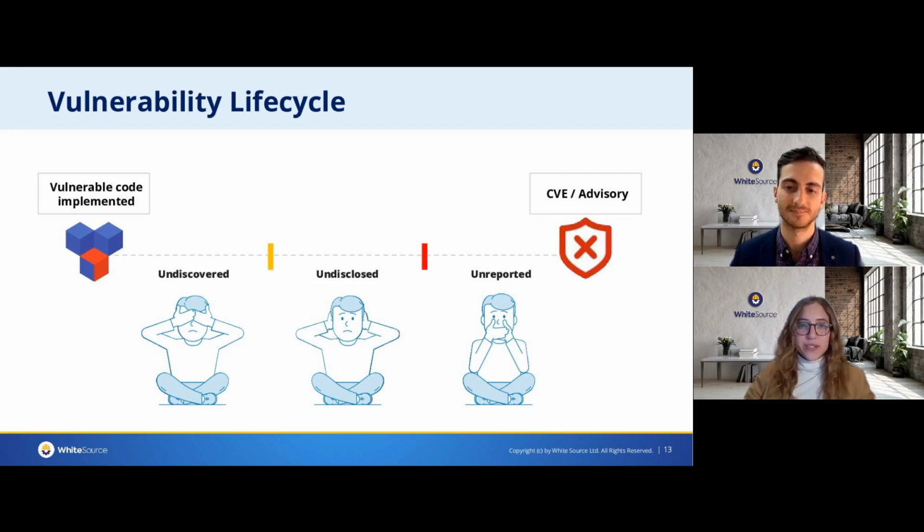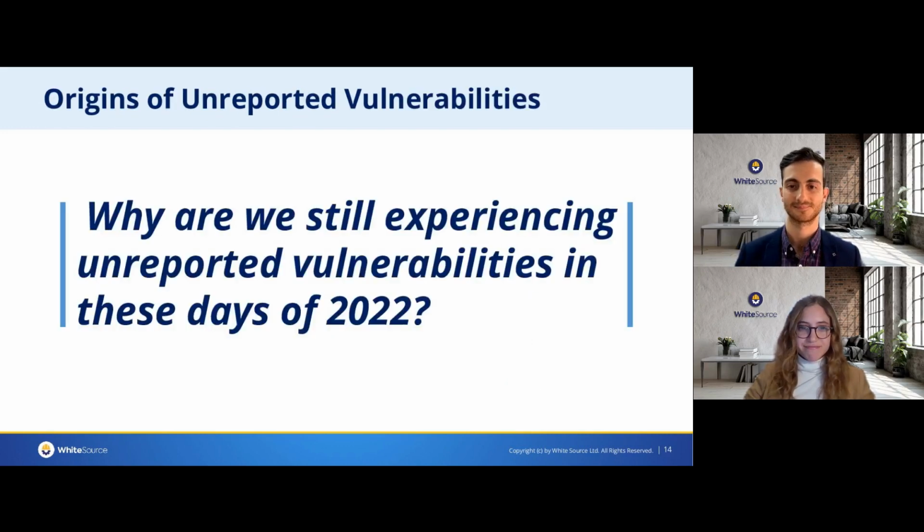Now that we understand the topic, let's talk about the next question. Why are we still experiencing unreported vulnerabilities in these days of 2022, where security awareness has increased and the open source industry is highly trained for sharing security information and zero-day vulnerabilities? There are plenty of reasons, and we will cover the top ones.